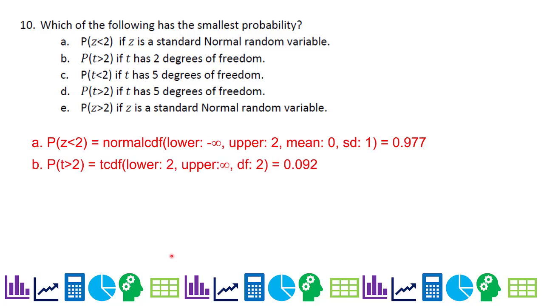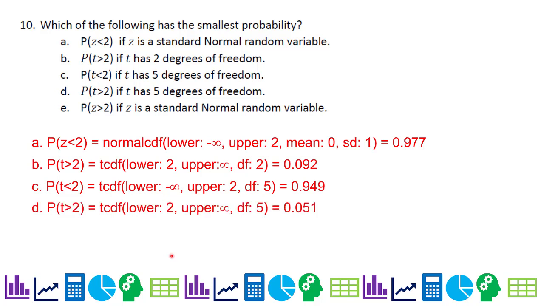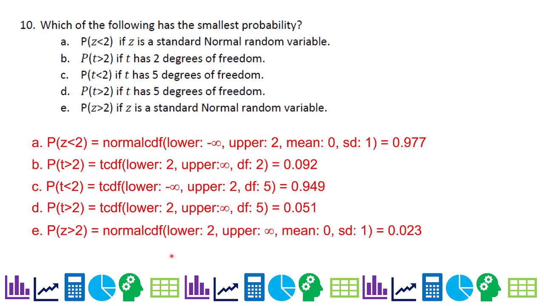T is going to be the TCDF because we're using Student's t distribution. In this case, we're going greater than 2, so 2 is our lower, upper is infinity, degrees of freedom is 2, 0.092. T is less than 2, and this time we have 5 degrees of freedom, we get 0.949. And T is greater than 2, it's just the complement, and we get 0.051. Finally, we have the probability that Z is greater than 2, and that gives us a probability of 0.023.